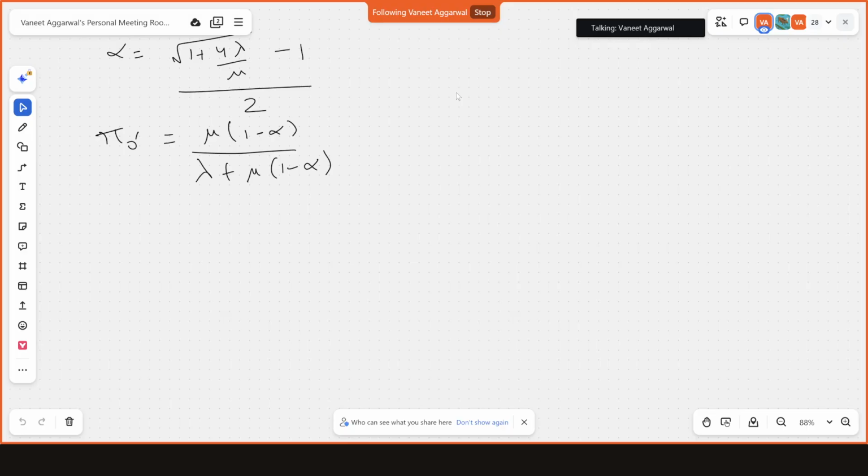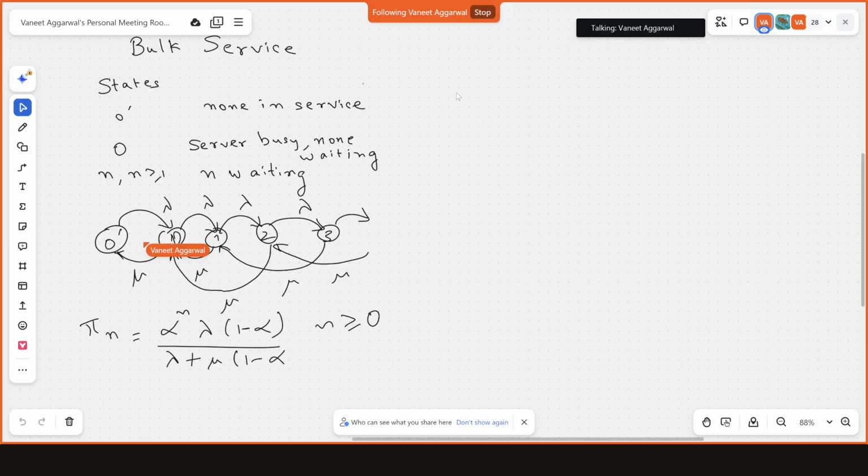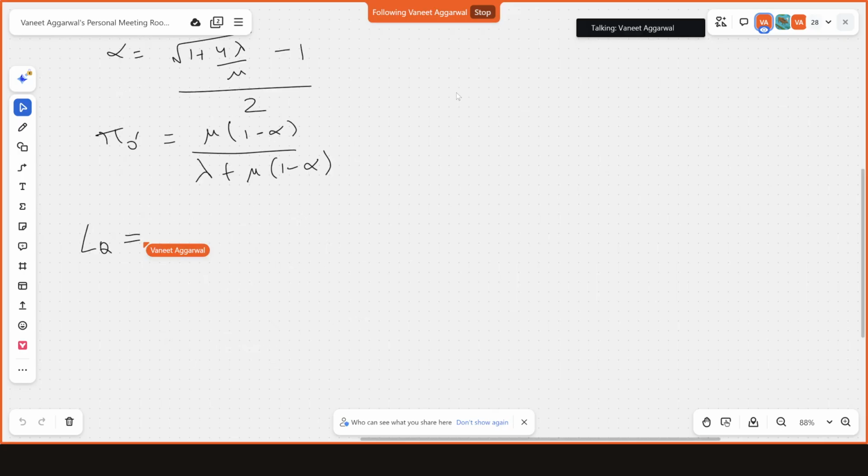So after doing that, we were calculating the metrics. So we were calculating LQ. Since the problem setup of the definition of the states, in 0 prime, no one is in the queue. In 0, no one is in the queue. And in n, n people are in the queue. So the number of people in the queue will come out as summation n times pi n, n equal to 1 to infinity.